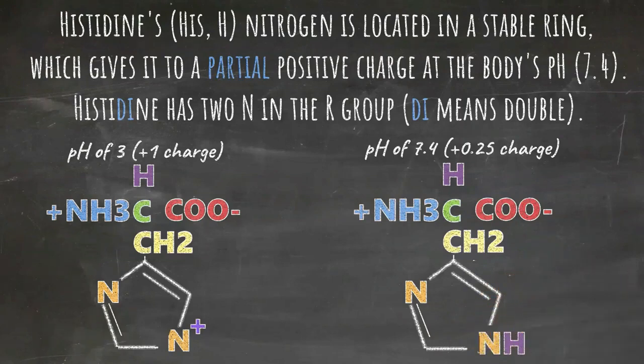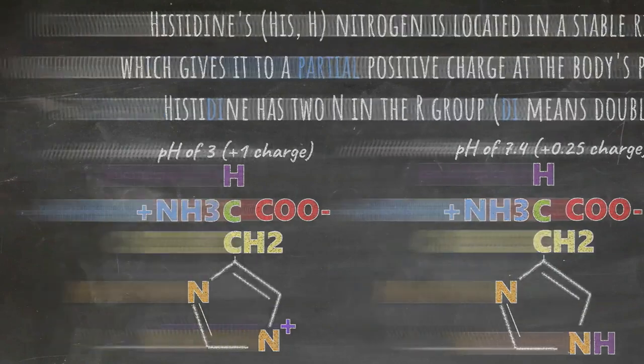So on the left, you see histidine in a pH of 3 because it's going to have a positive 1 charge. And then on a pH of 7.4, it's going to have a 0.25 charge. So it is just mildly basic.